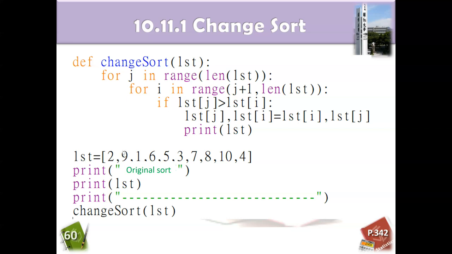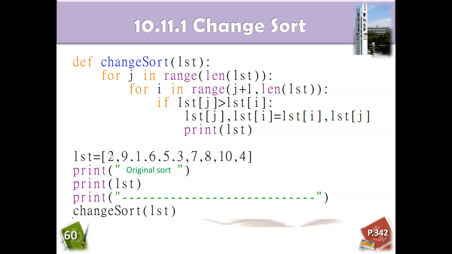First we check if j is larger than i, because we want to sort from small to large, so these two will exchange. It is a swap, just like swapping j and i. So 9 will become this place and 2 will become that place, and it's still in the inner loop.